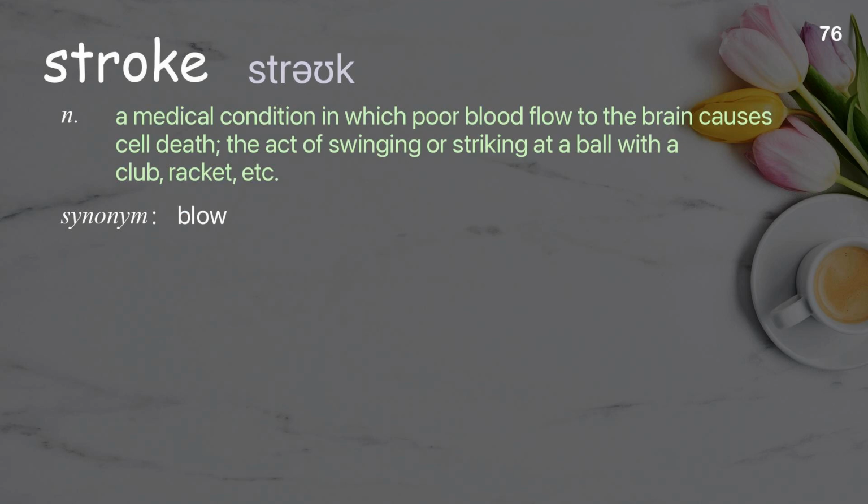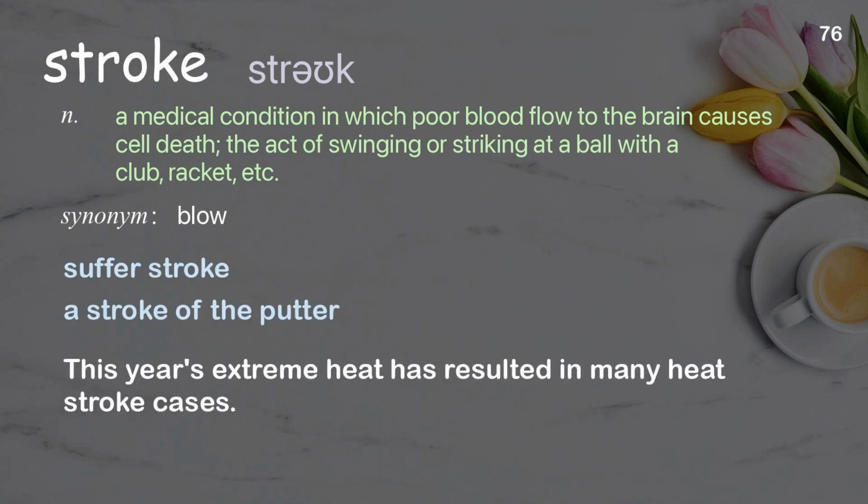Stroke. A medical condition in which poor blood flow to the brain causes cell death; the act of swinging or striking at a ball with a club, racket, etc. Examples: Suffer stroke. A stroke of the putter. This year's extreme heat has resulted in many heat stroke cases.